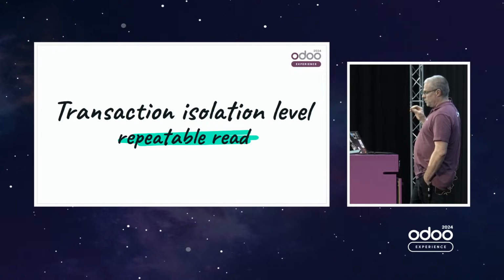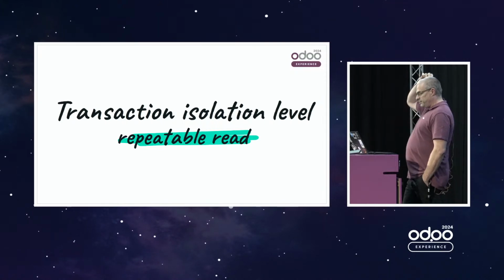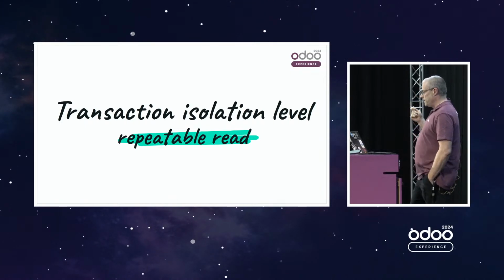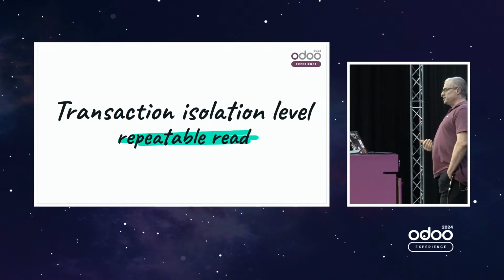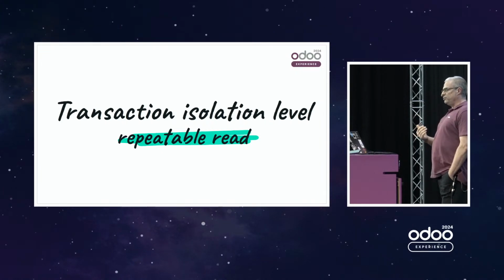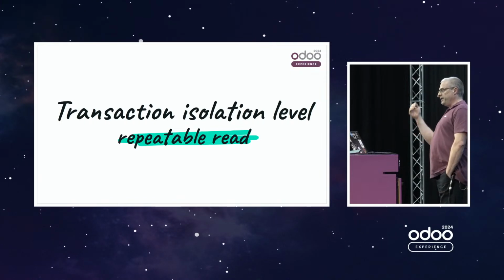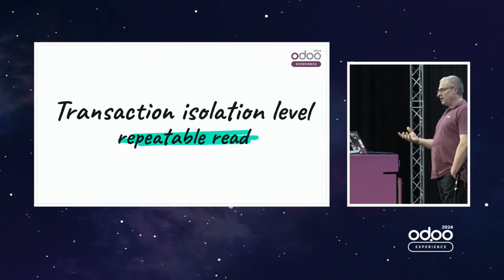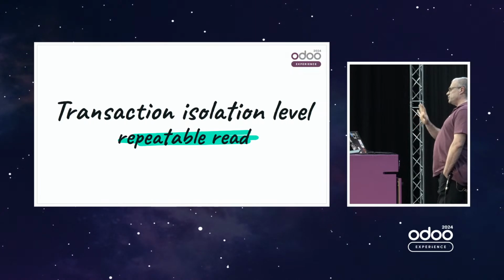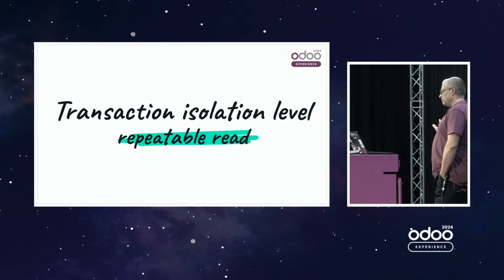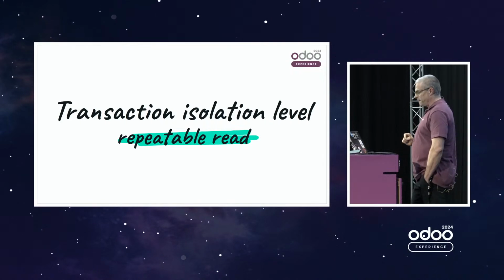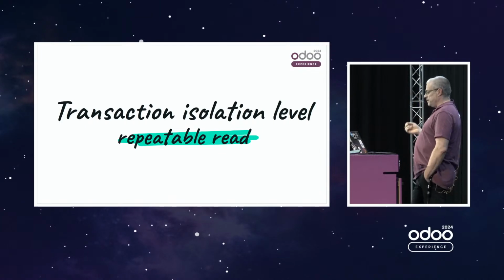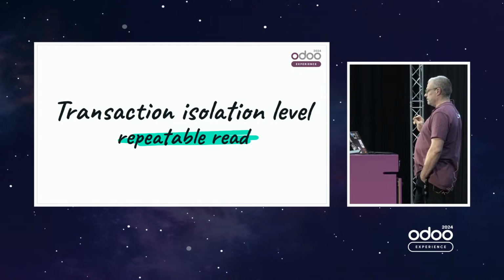Here in Odoo, we need the repeatable read. The repeatable read isolation level means if you execute a query within a transaction, and you re-execute the exact same query in the same transaction, you will retrieve exactly the same data, no matter what other transactions do. Once you have started your transaction and retrieved data, if you retrieve those data a bit later in the same transaction, you will retrieve exactly the same data.